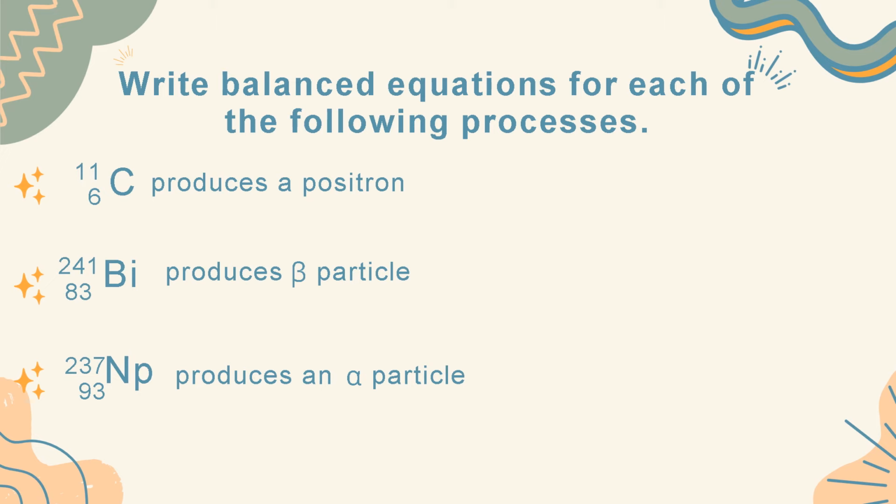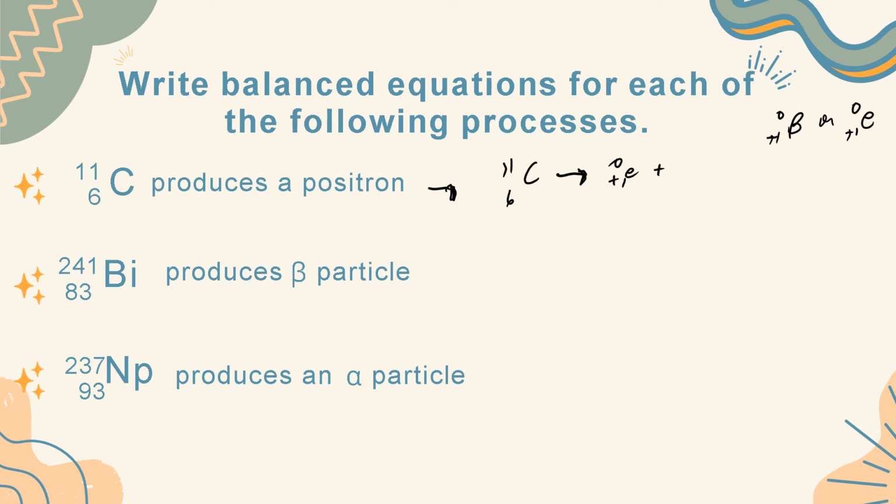Okay, so we have another here. So, problems may be written like this. Okay? So, write the balance equation for each of the following process. So, carbon 11 produces a positron. So, ano ang symbol ng positron natin? We have beta, positive 1, 0, or itong electron natin na positive and 0. Diba? So, this has an equation that is C 11, 6 produces, ibig sabihin ay product. Diba? Produces. So, it has a product of a positron, right? So, we have positive 1, 0, or itong beta natin.